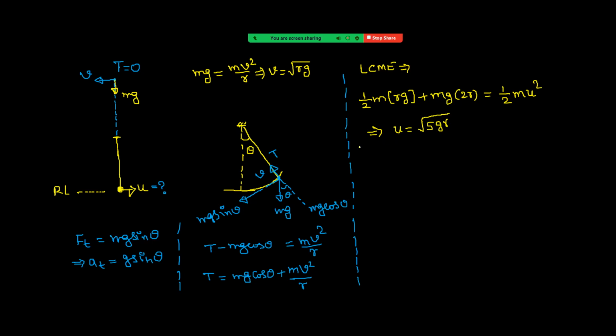So this is the minimum velocity that we have to provide at the bottommost point, so that at the highest point tension becomes zero. Here we have to keep in mind one thing: we have to apply the force equation to find tension, and we have to apply the energy equation to find the speed at a point. If we know the speed at some other point, we use the force equation and energy equation. So this is now the minimum speed.